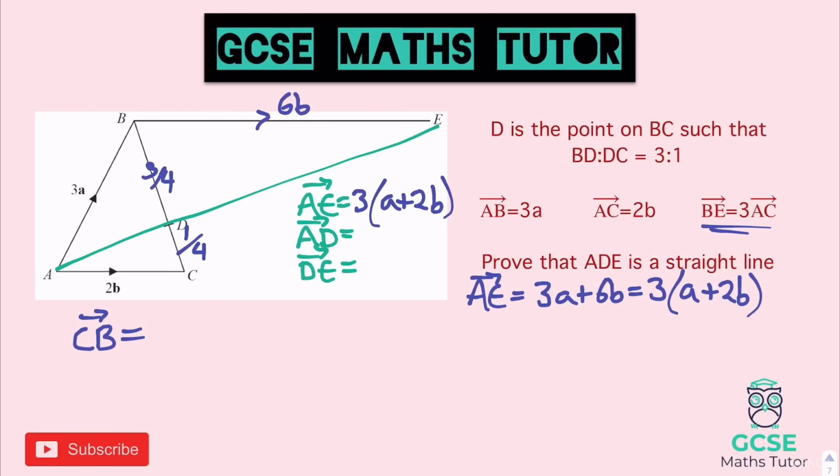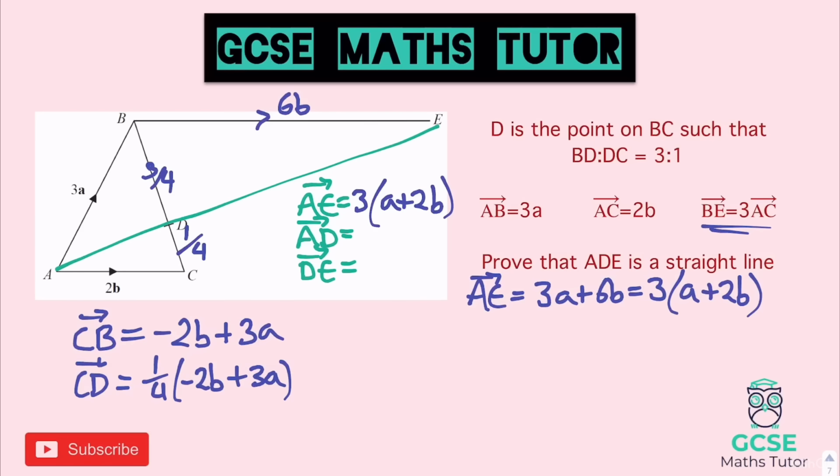So I need to find C to B. Now, to get from C to B, I just go minus 2B, so C to A, minus 2B, and then add 3 A's to that, moving from A to B. So that's how we get from C to B, and we want to do 1/4 of that to get from C to D. So from C to D, let's do 1/4 of that. So 1/4 of minus 2B plus 3A.